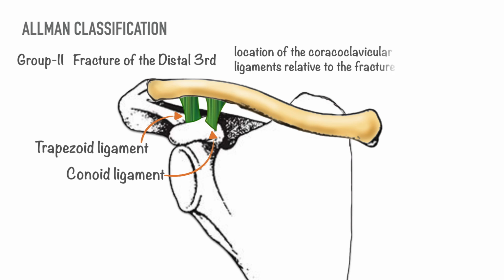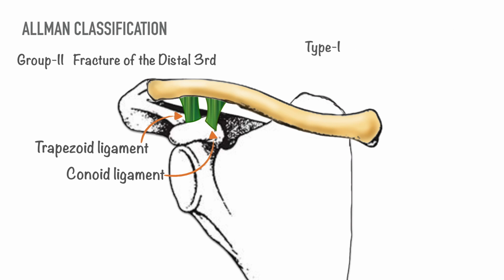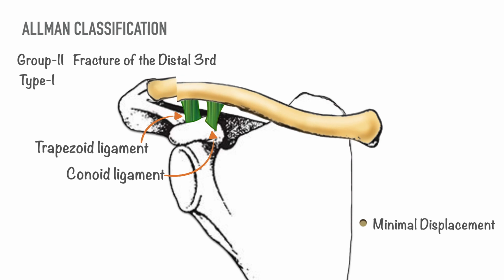This is subclassified according to the location of the coracoclavicular ligaments relative to the fracture. Type 1 includes minimally displaced fractures with ligaments intact. The interligamentous fracture is between the conoid and trapezoid, or between the coracoclavicular and acromioclavicular ligaments.